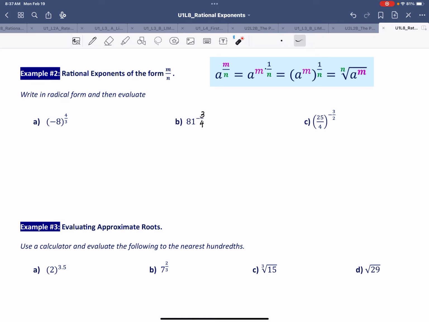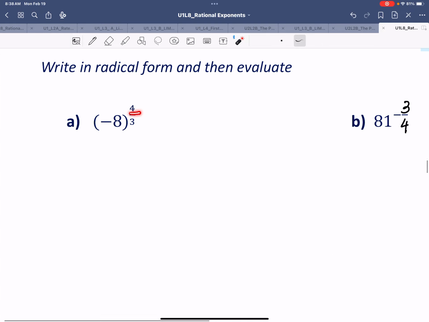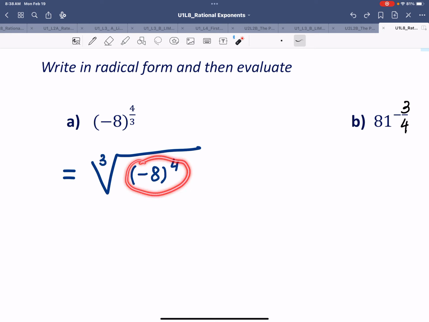So we'll take a look at example A, where we have negative 8 to the power of 4 over 3. We'll write it first in radical form. Again, the presence of a fraction indicates that we have a radical, and 3 will be the index. Negative 8 to the power of 4 will be the expression inside the radical, the radicand, and that's what we obtain.